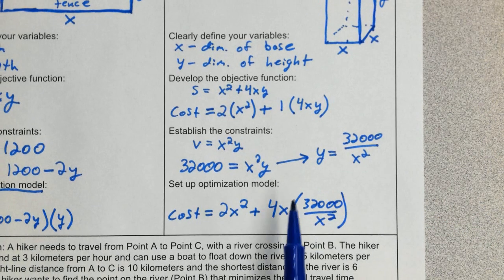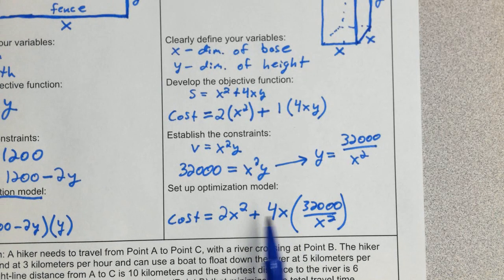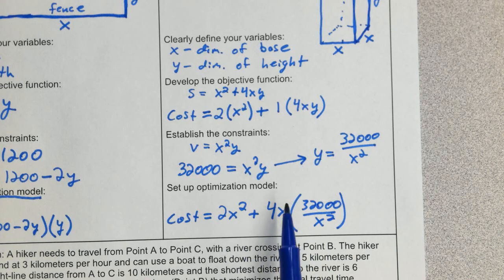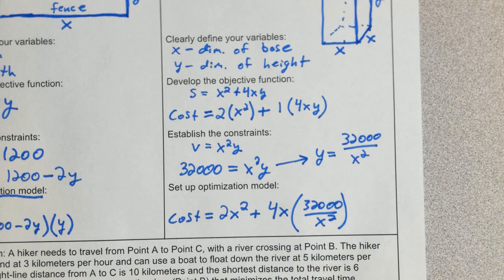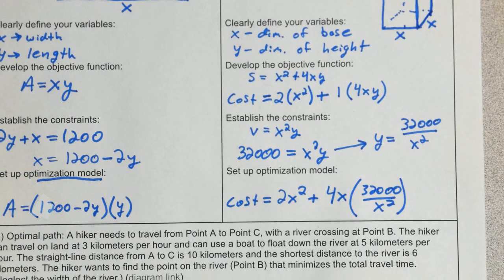Okay, if this is non-calculator, we're going to have to do some calculus to figure out the derivative and then the critical points. If we can use our calculator, we can just graph this and find the minimum, right? So I'm not going to take the time to do that. I want to jump on over to number 7.